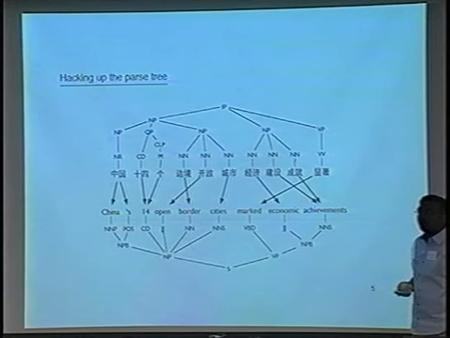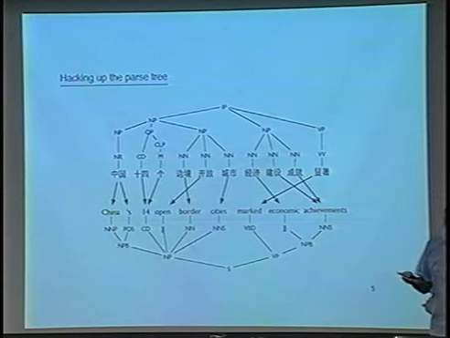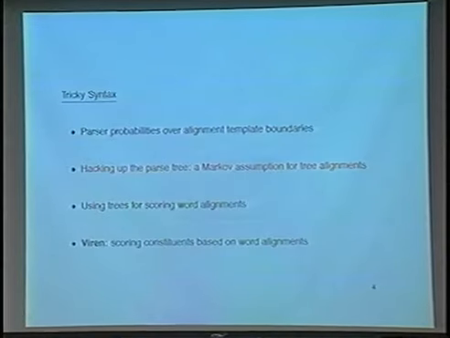So the example I gave you for n equals 3, which is the number of words, and k equals 3, is just for illustration. So in the experiments, we actually use n equals 9 and k equals 5 to get reasonable size fragments.